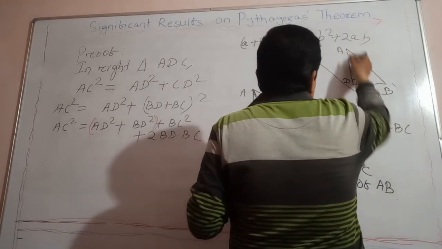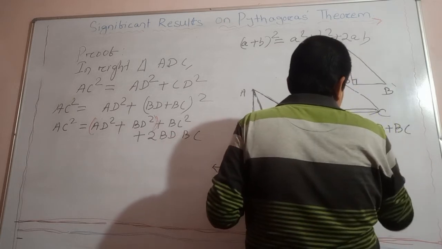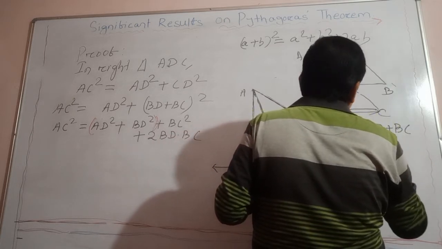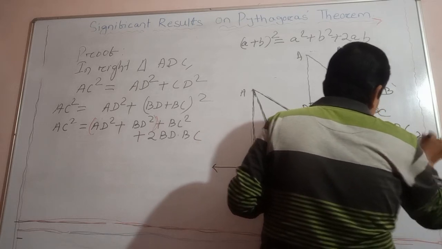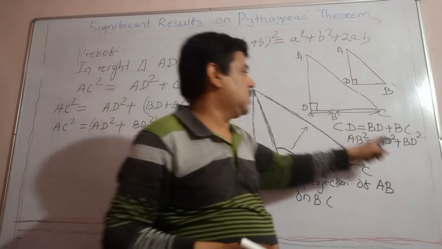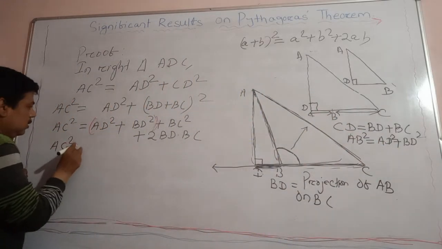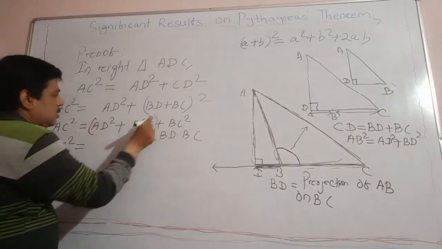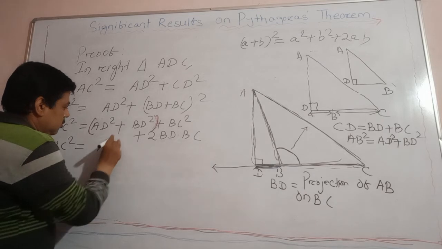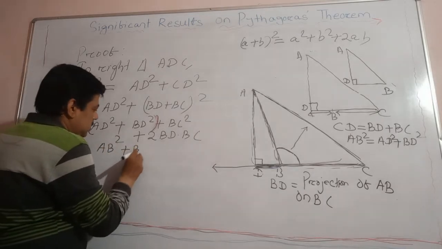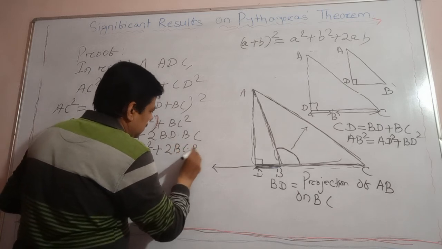AB square is equal to AD square plus BD square. Right here, AB square is equal to AD square plus BD square as per the Pythagoras theorem. It means AD square plus BD square is equal to AB square. So here you can write AC square is equal to AD square plus BD square, this group. You write AB square, yes or no? So AB square plus BC square plus 2 BC into BD.